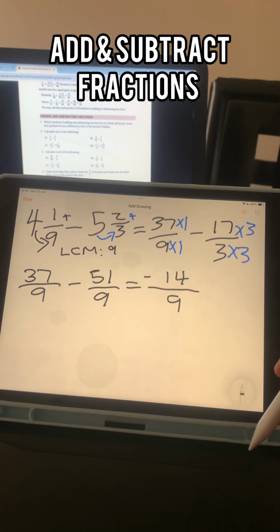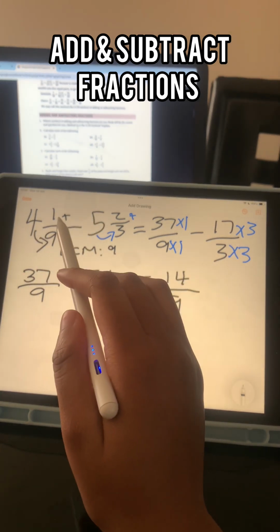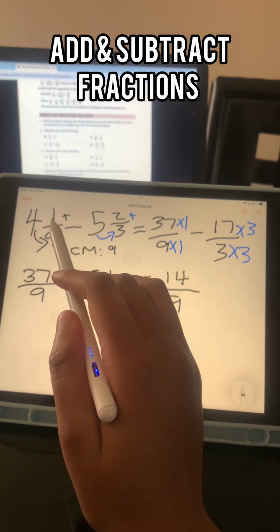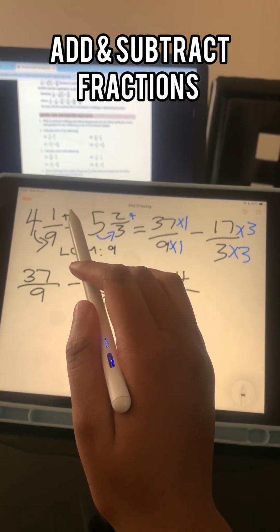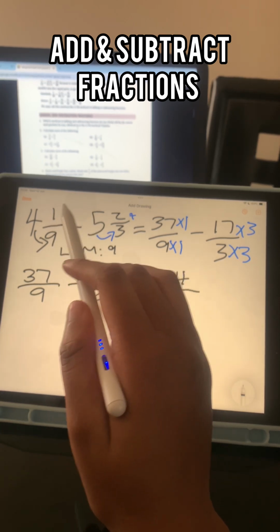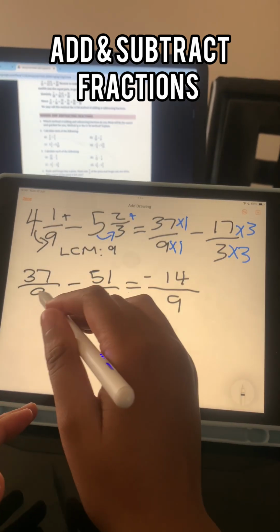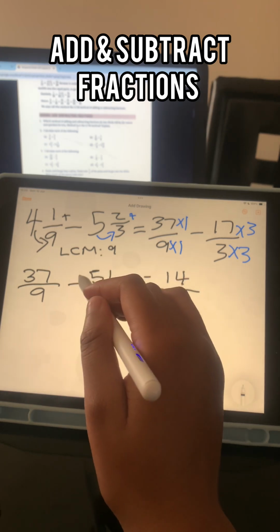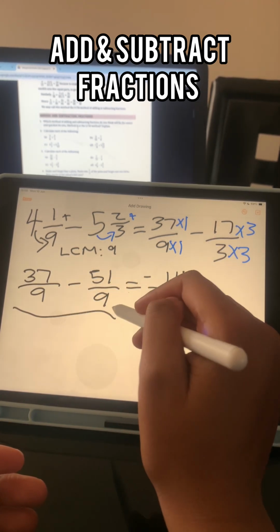But I hope you understand that if you are given an equation where you have to subtract or add mixed numbers, the first thing that you do is convert it into improper fractions. Once they're improper fractions, then you can look for the LCM. Once you get the LCM, then you can subtract and do this right here.